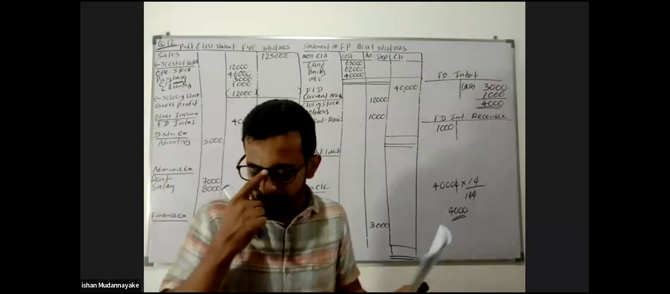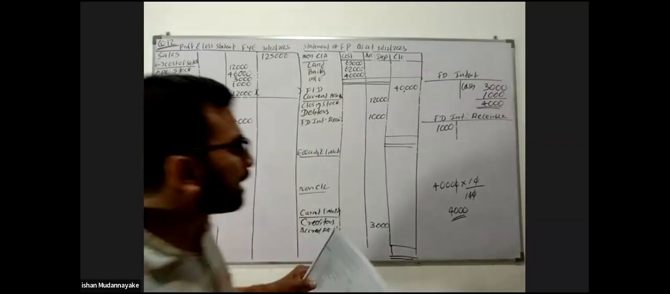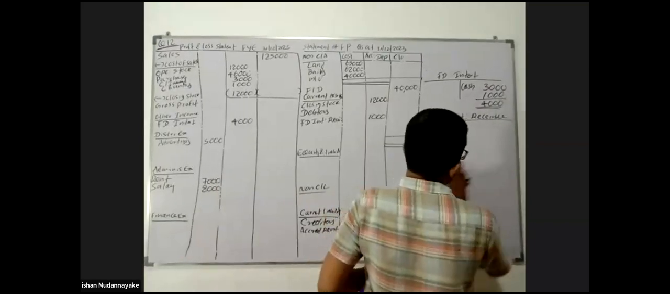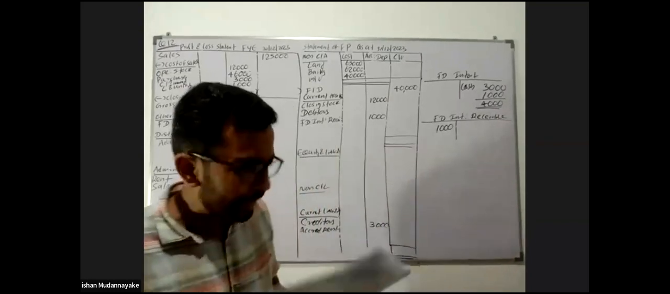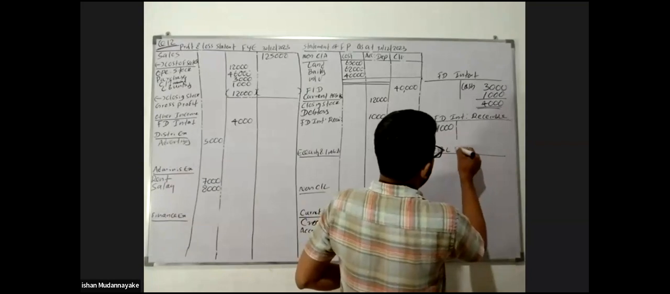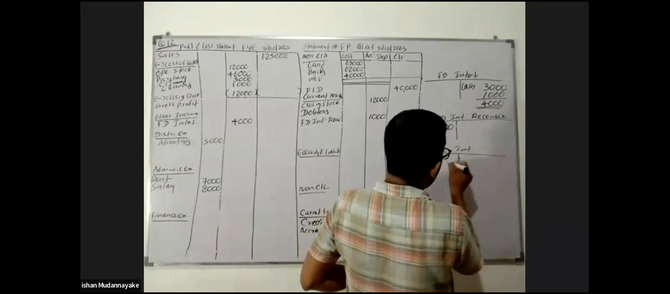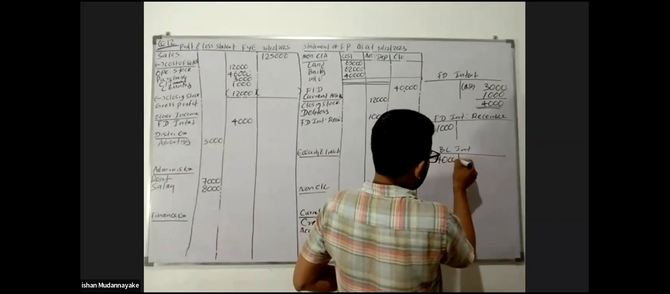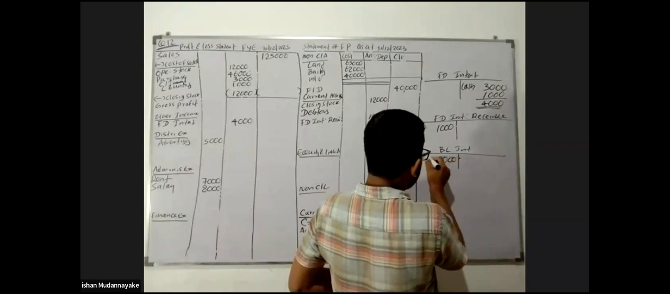Bank loan interest is how much? 4,000. Already paid bank loan interest 4,000. Bank loan interest already paid amount in cash 4,000.